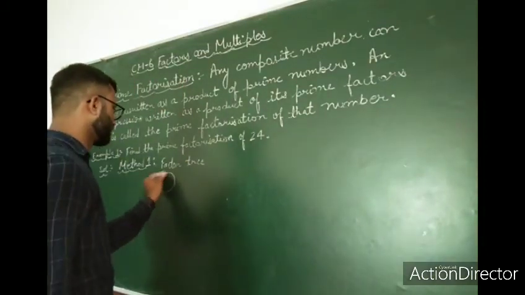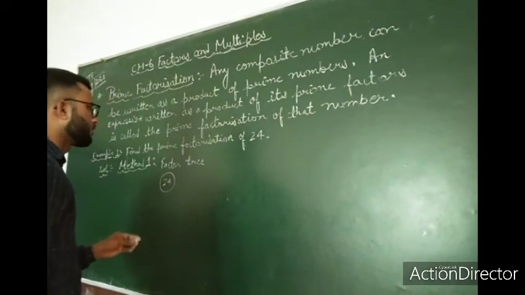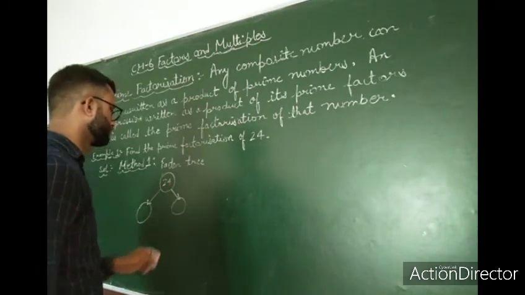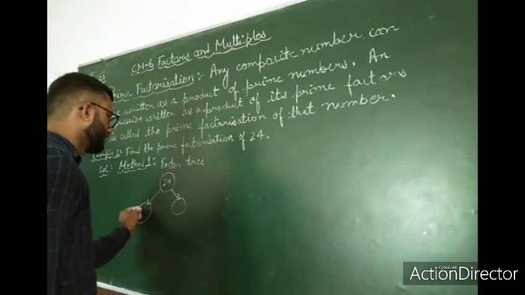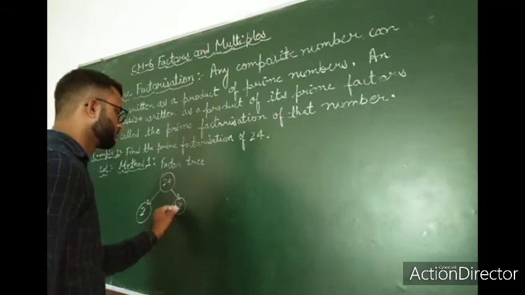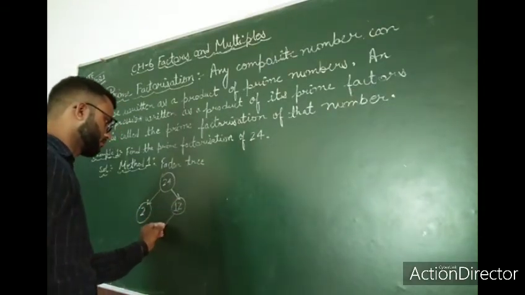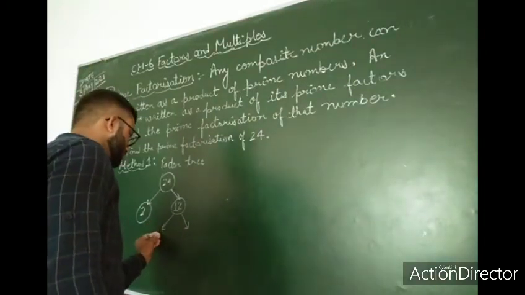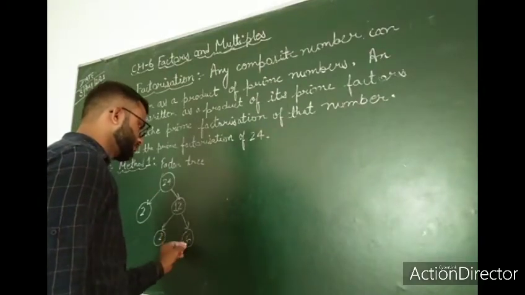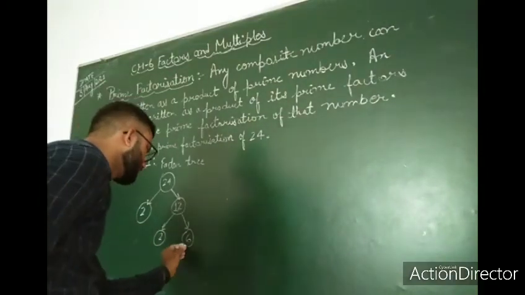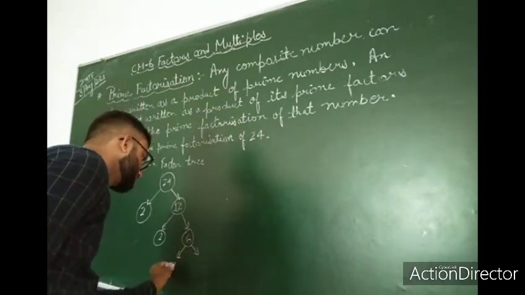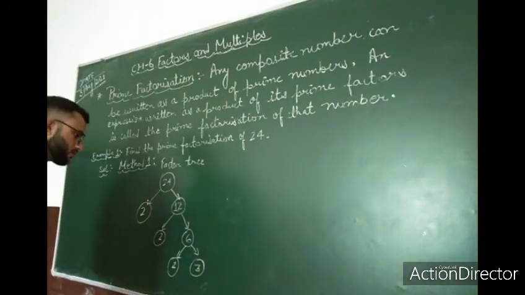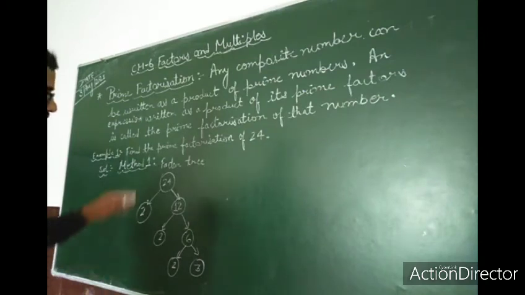So now we write 24. Now we write factors of 24. Here we write 12 times 2 is 24. Then find the factors of 12: 2 sixes are 12. Then the factors of 6: 2 threes are 6.